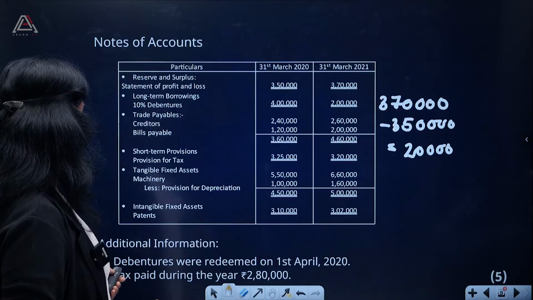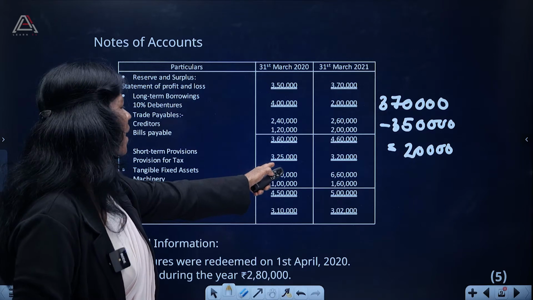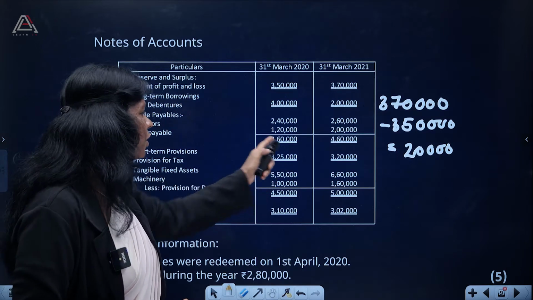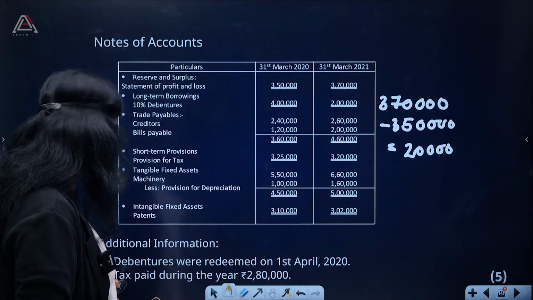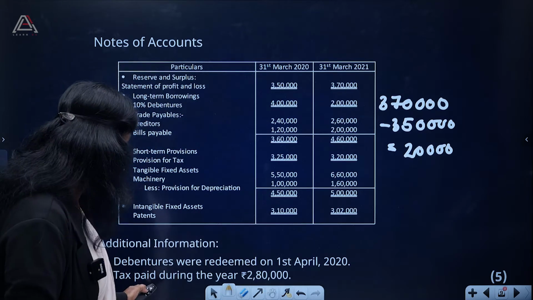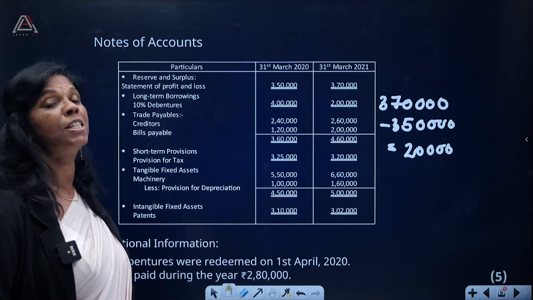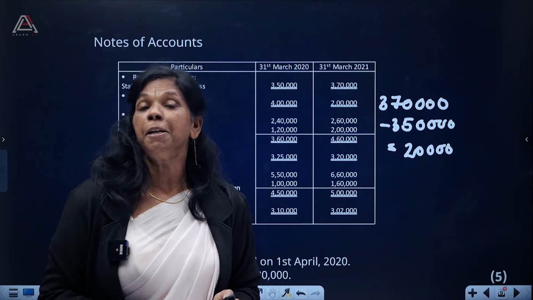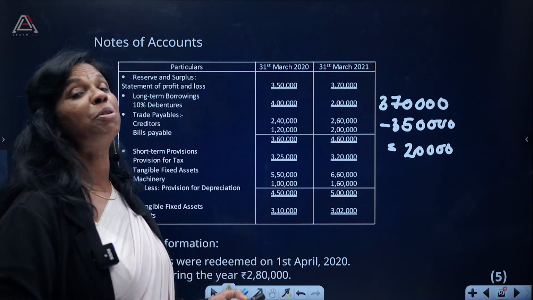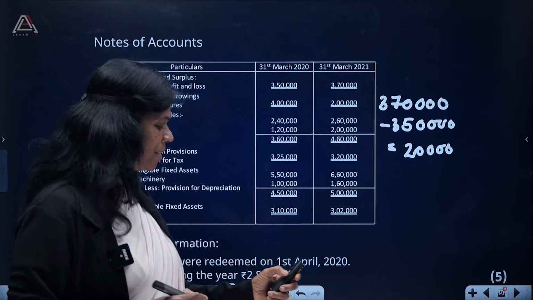See, provision for tax: opening 3,25,000, then closing balance 3,20,000. In the additional information, tax paid during the year is 2,80,000. These are the details given regarding tax. So we have to prepare a tax account. See the solution.